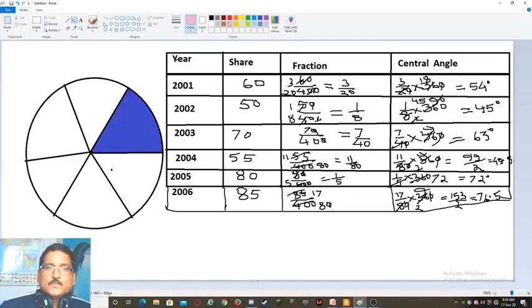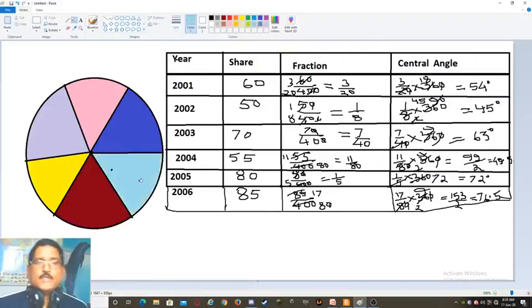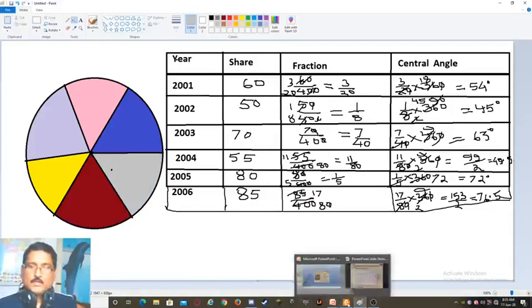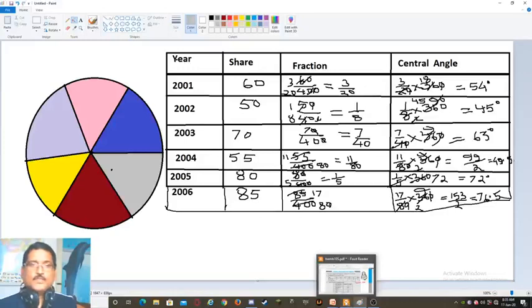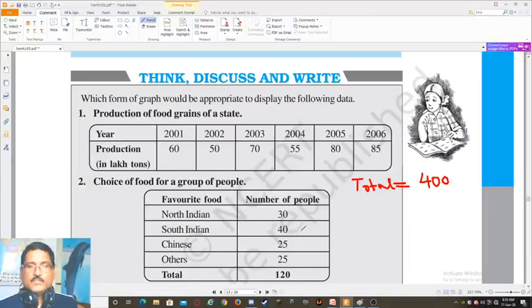Clear? Got the idea? At the side you write down the different items in terms of degree. So this will be your task. Okay, have you understood? If you have not understood, please replay the video again and again. Definitely you will come to know.